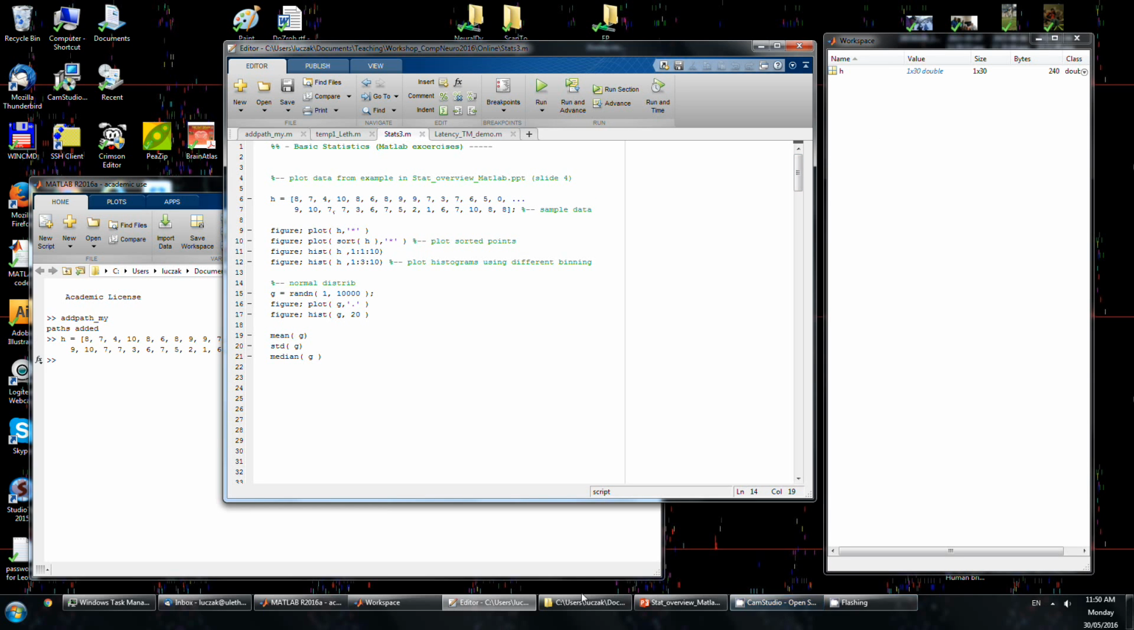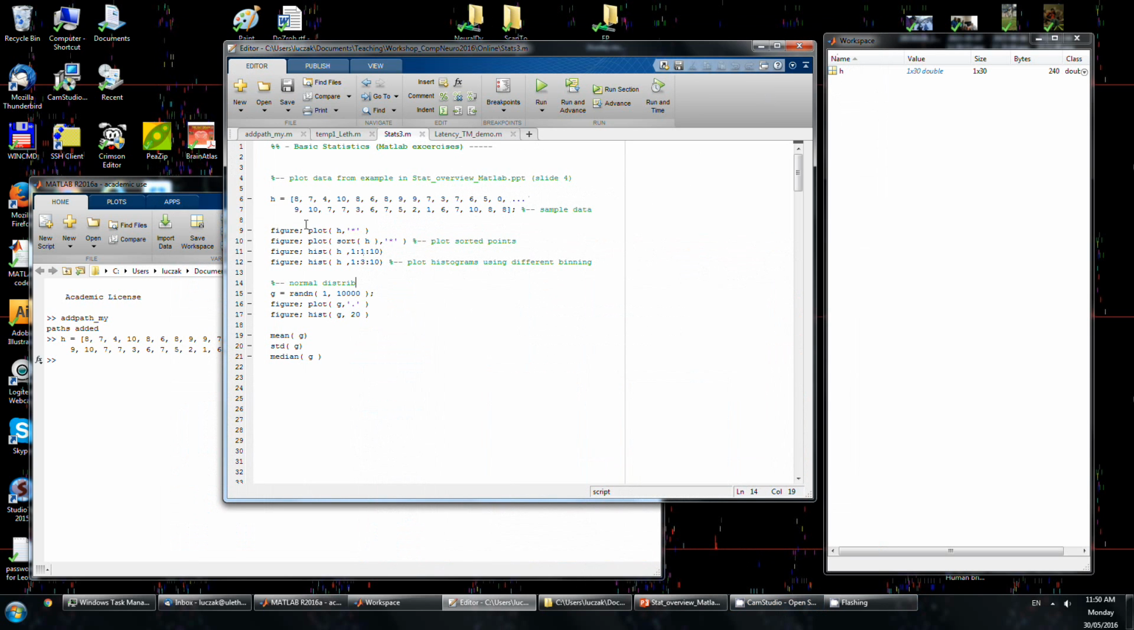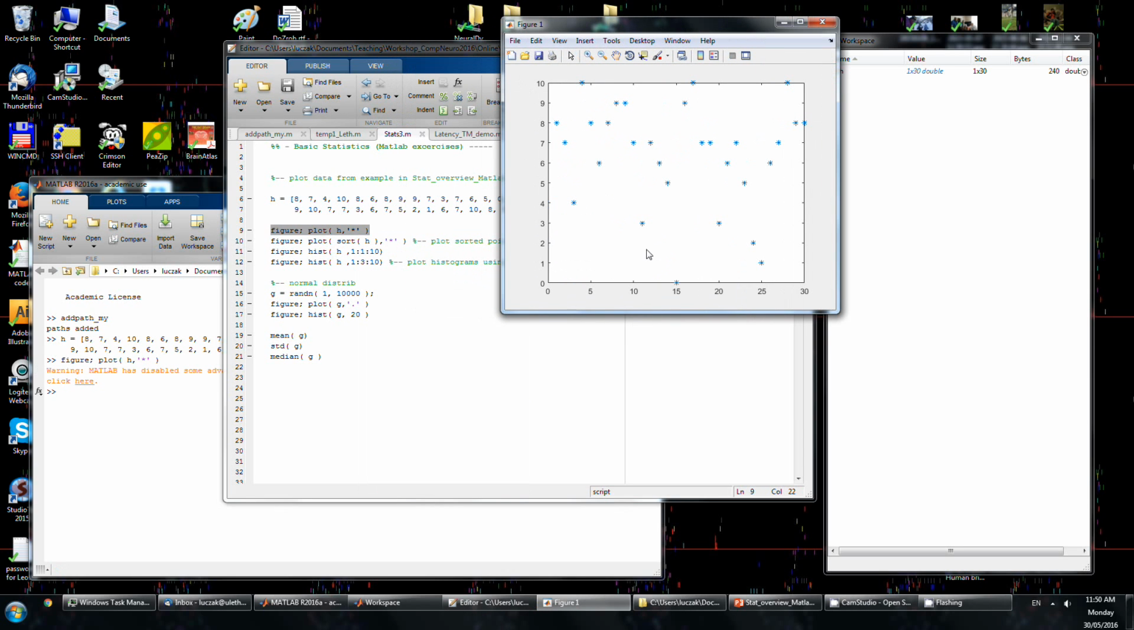Those are these 30 numbers of student stress scale. And if we plot those numbers, here is the distribution of those numbers. The first subject reported stress level of 8, the last subject also reported stress level of 8, and so on.